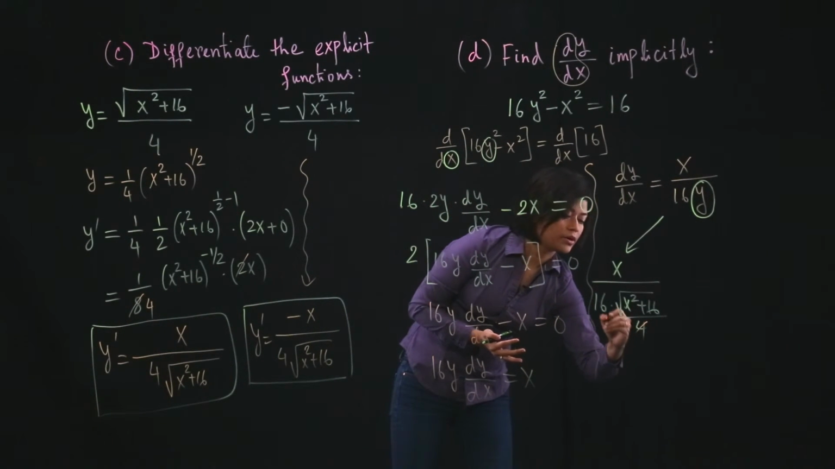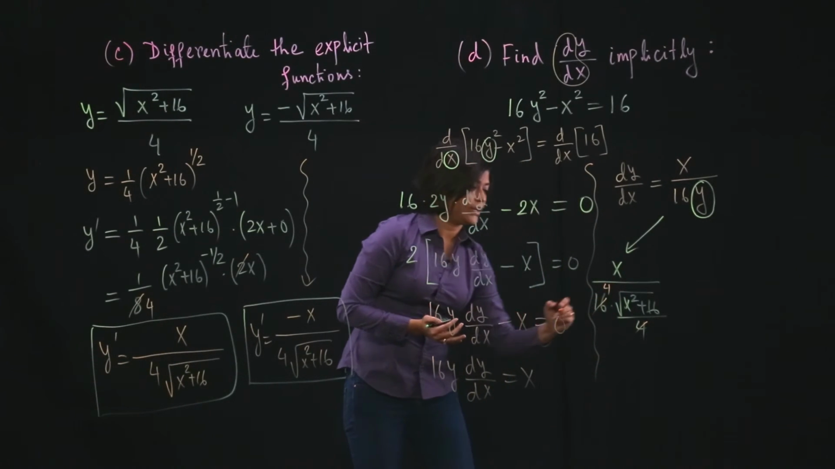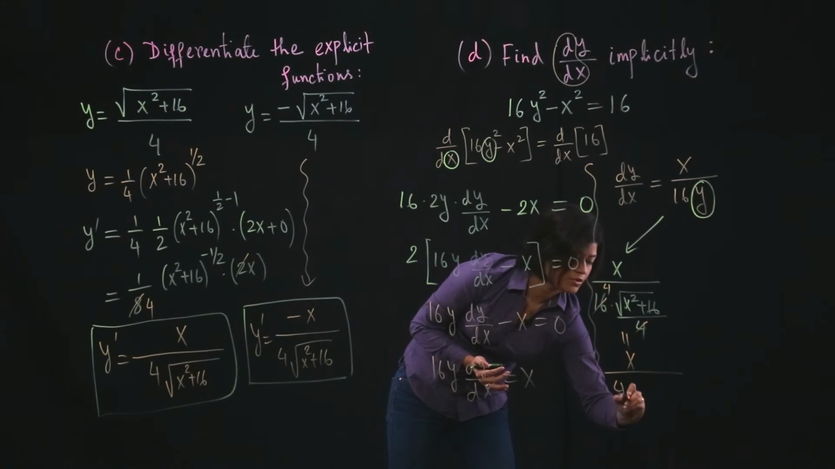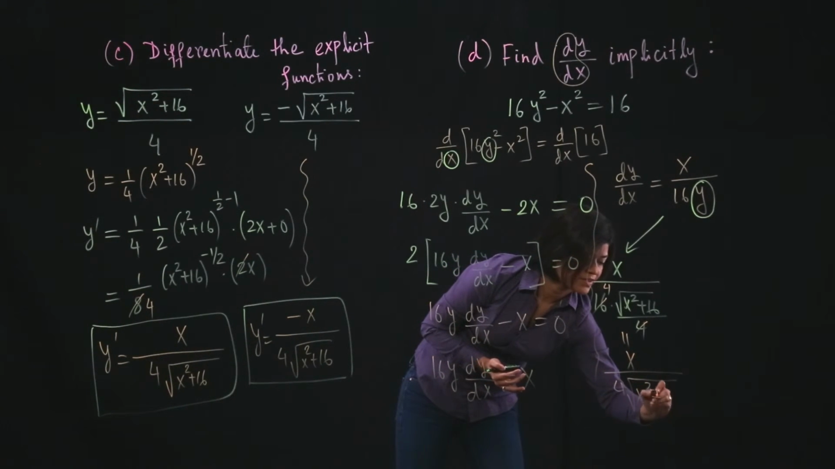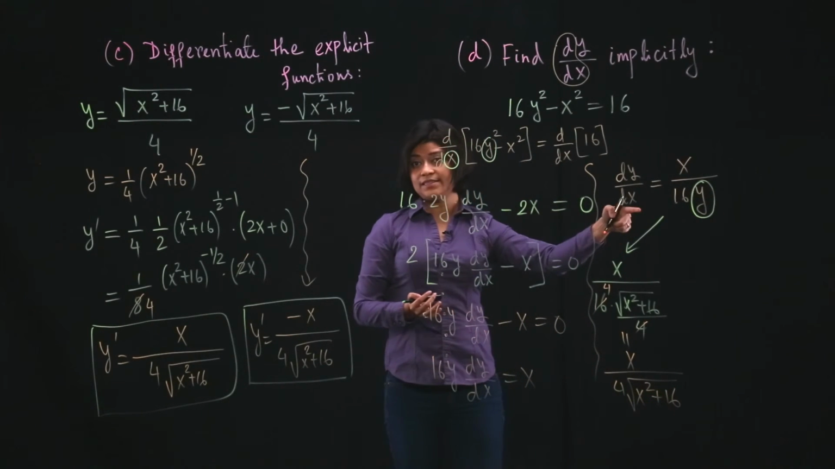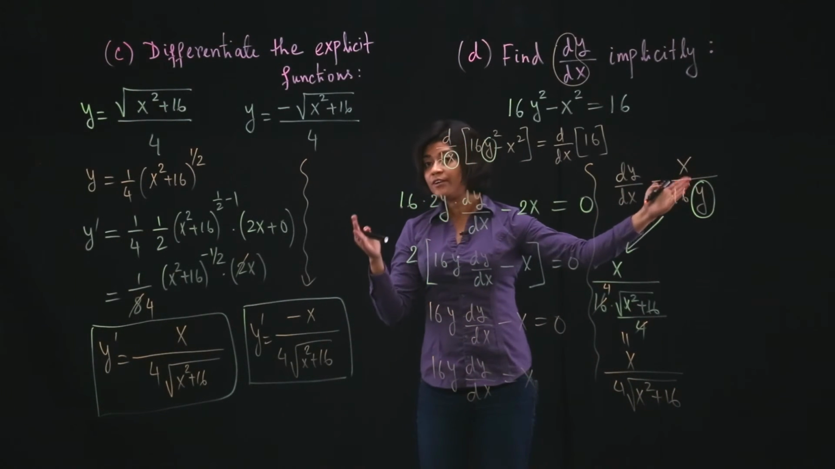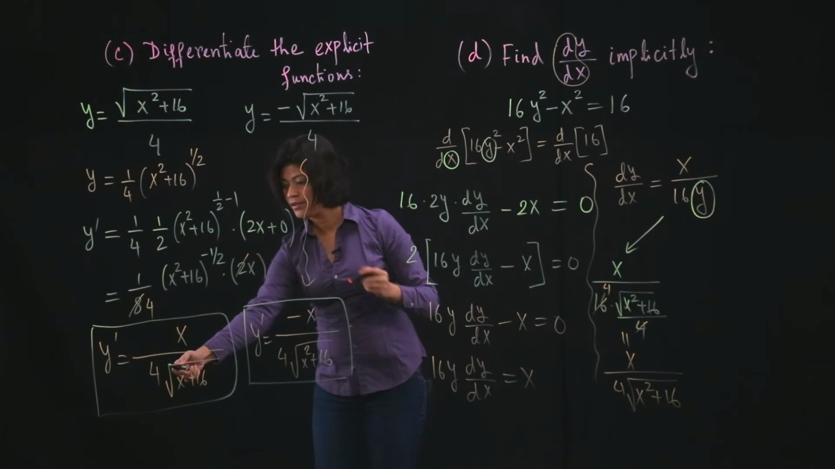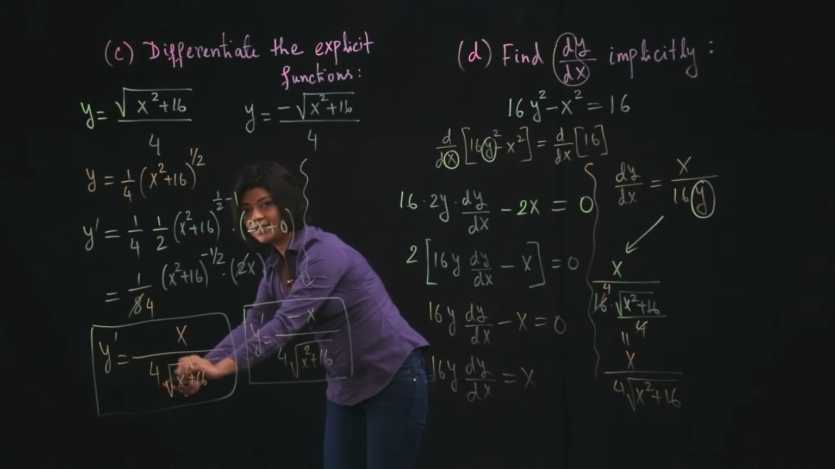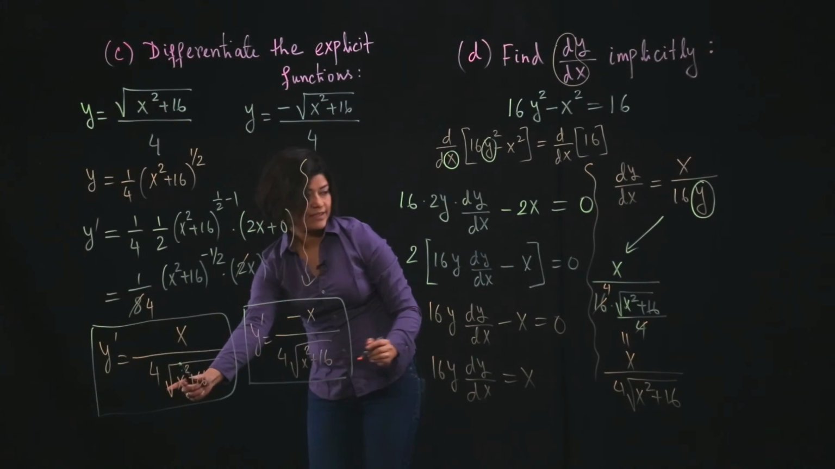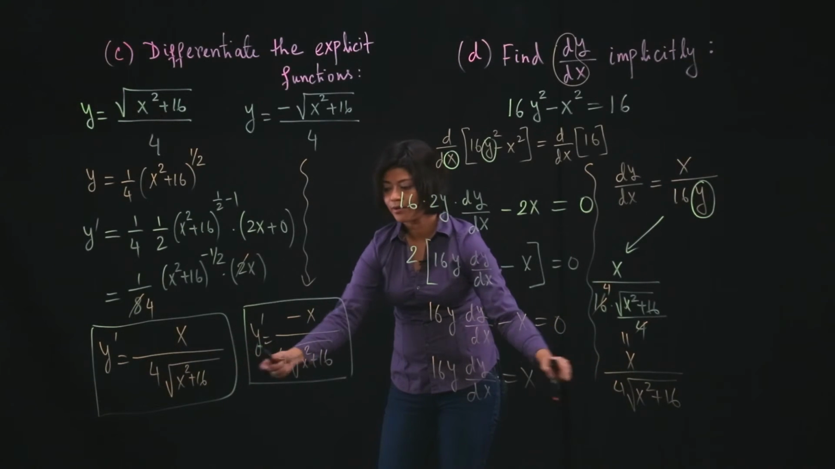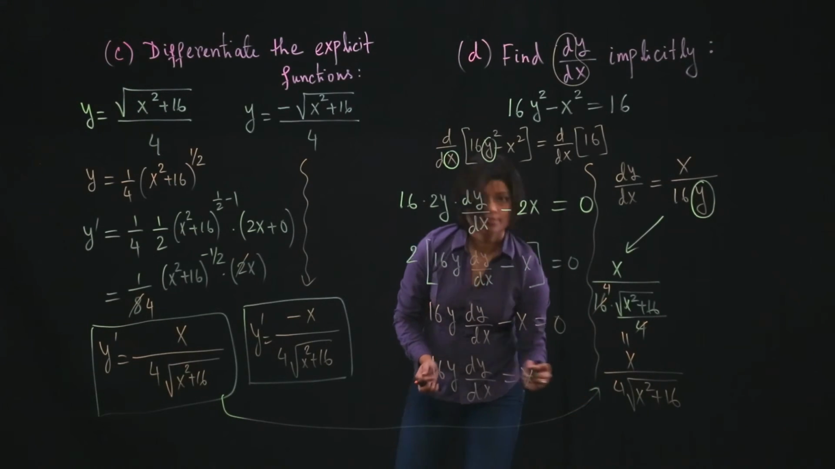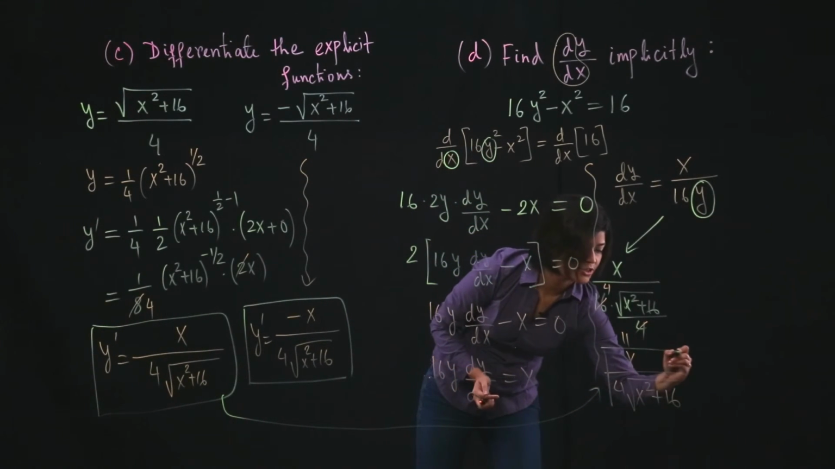Okay, the 4 cancels with the 16, and this is equal to x divided by 4 square root of x squared plus 16. Remember, this is dy/dx when you plug in the first explicit form of y. And look back here. The first explicit form of y gave us this y prime. Look, it's exactly the same one. So this one is exactly the same as the first expression that we got here.